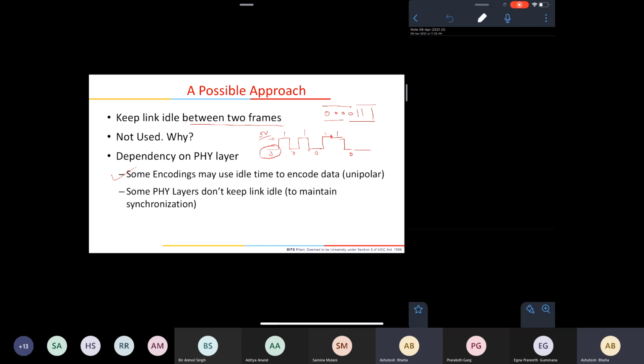Another reason is that some physical layers are designed in a way that keeps the receiver and transmitter synchronized all the time. Synchronization is also one of the biggest issues in communication. Does anybody have any idea about, let's say, RS-232 serial communication? Have you come across this somewhere in your computer architecture course? RS-232 serial communication? No?